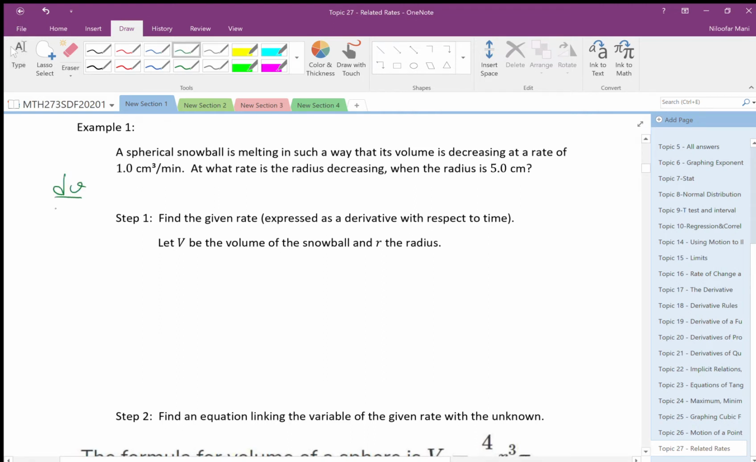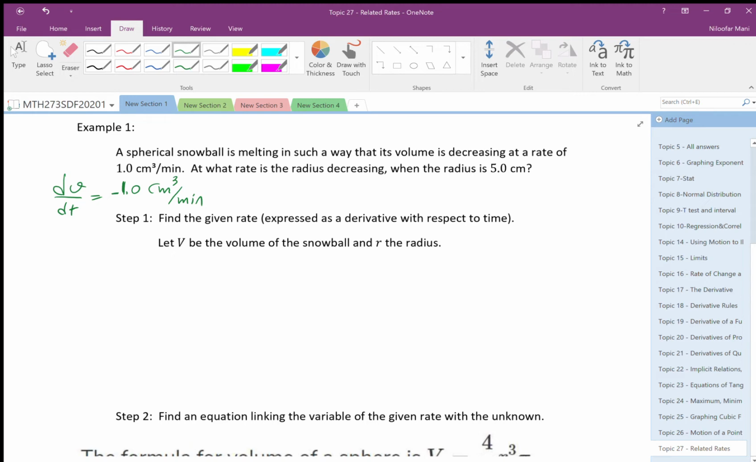dV over dt is minus, because it's decreasing, 1, or I don't need to put minus, but I have to remember that the other one is also decreasing. So minus 1 centimeter cubed per minute. Because decreasing, I do minus. Or you can do 1 just plus, but remember the other one is also decreasing.